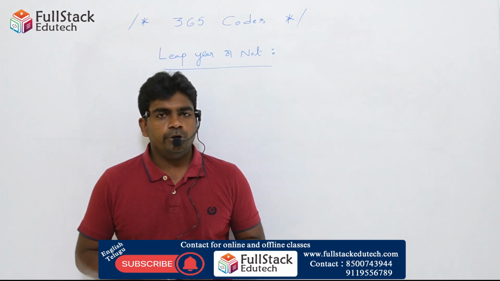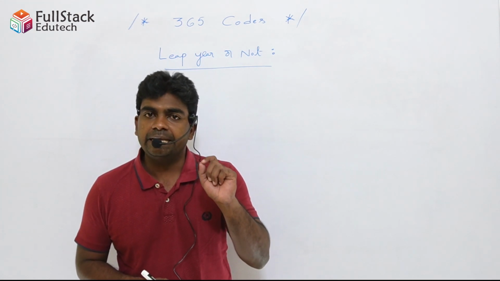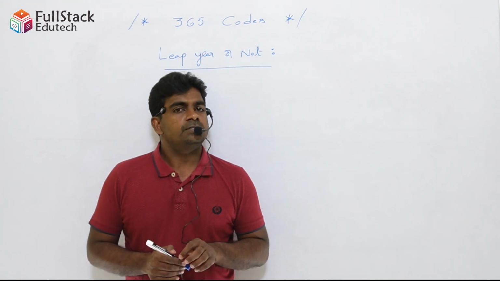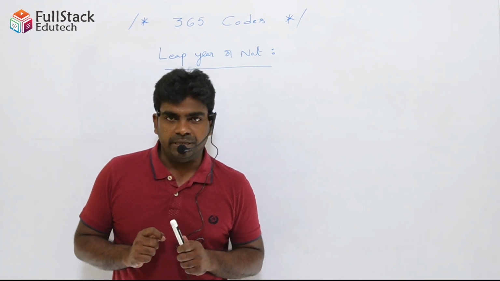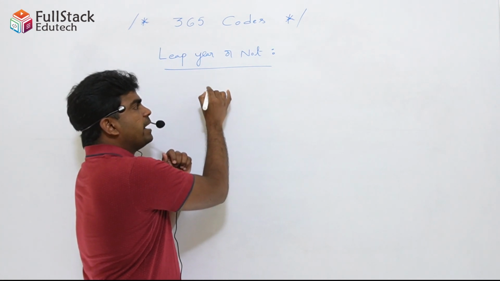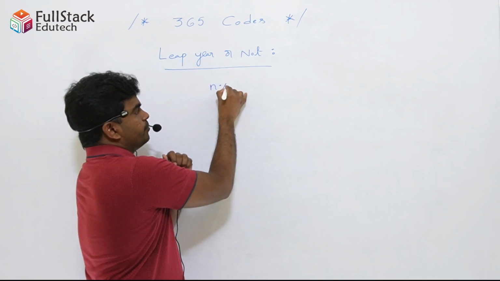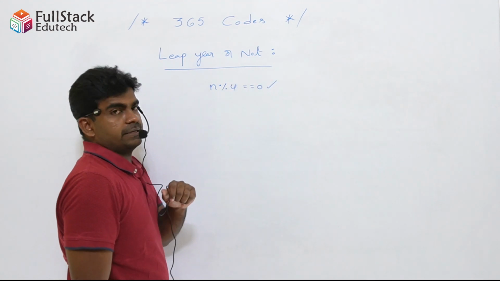In this video, I am going to explain how to check whether the given year is a leap year or not. So first of all, we need to understand the logic of a leap year. See, the number which is divisible by 4 is called a leap year.